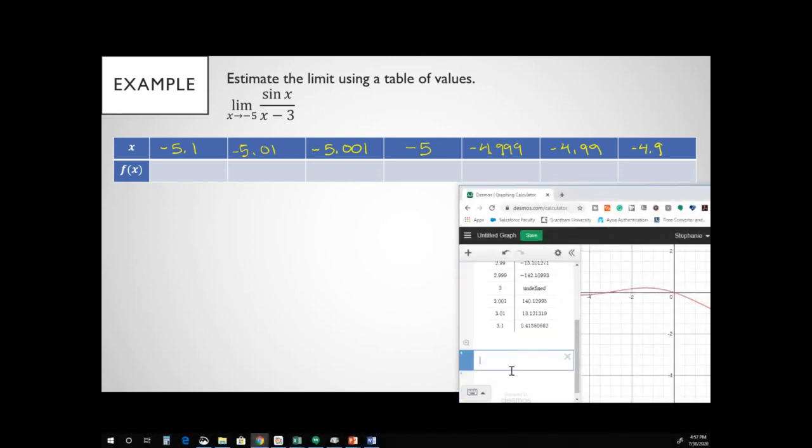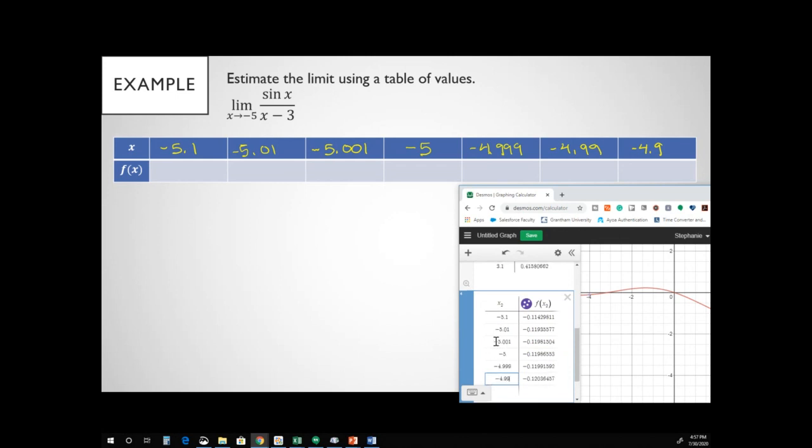And I can even make a new table here, and it will use x2 instead. So I can say, instead of y2, f of x2, so I don't have to get rid of my other table, and then I can put in these new values. Negative 5.1, negative 5.01, negative 5.001, negative 5, negative 4.999, negative 4.99, negative 4.9. So here we're saying what happens as x approaches 5.